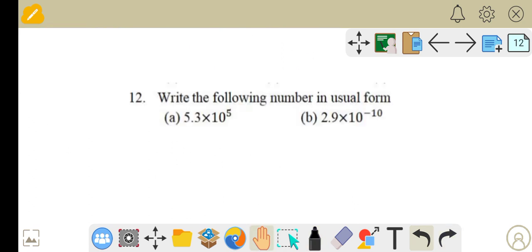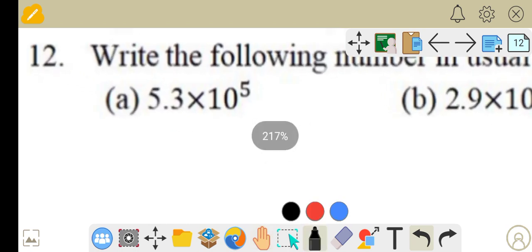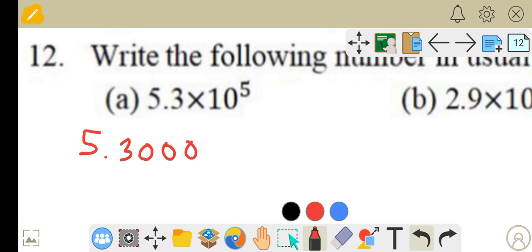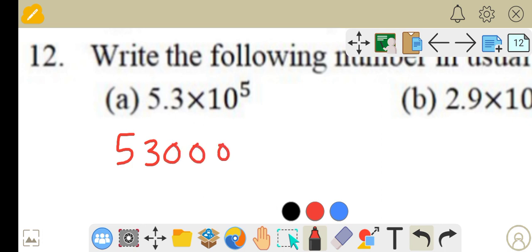Now in the 12th question, write the following number in usual form. First question, 5.3 into 10 to the power 5. 10 to the power 5 means 1 2 3 4 5. And now we can see, when we multiply, we get 5 3 and 1 2 3 4 5 zeros, but we have a decimal before one place, so we put a decimal before one place, and now this is your answer. It means 5,30,000.